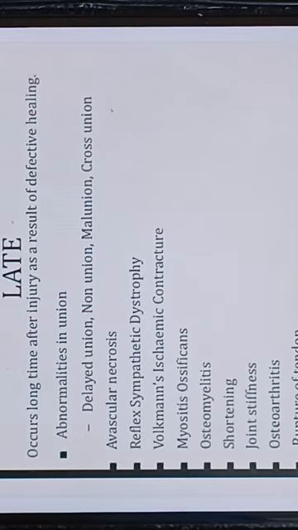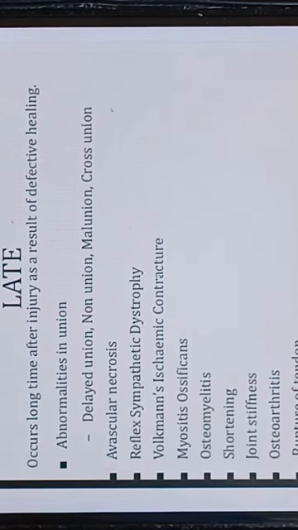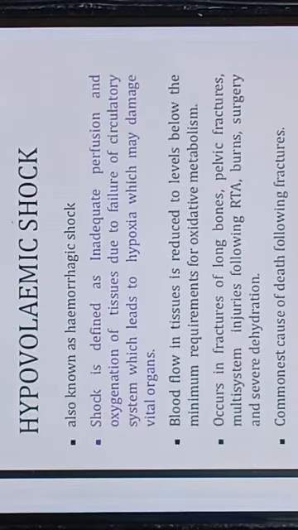And late complications are abnormalities in the union: delayed union, non-union, malunion, cross union, and avascular necrosis, reflex sympathetic dystrophy, Volkmann's ischemic contracture, myositis ossificans, osteomyelitis, shortening, joint stiffness, osteoarthritis, rupture of the tendon, and growth disturbances in pediatric cases. And coming to the first important complication of the fracture, it is nothing but hypovolemic shock.